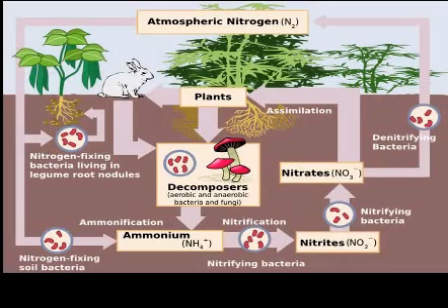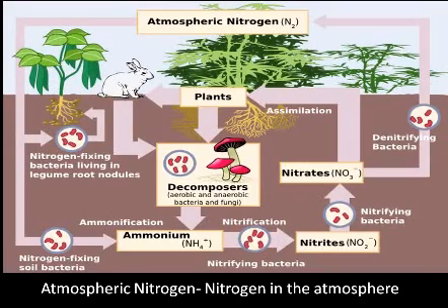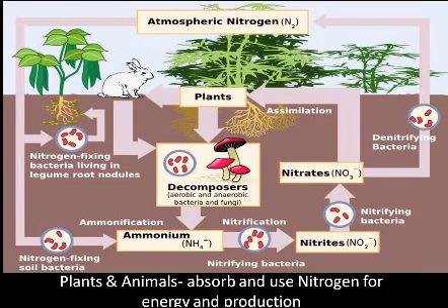Alright, last but not least, the nitrogen cycle. Just like carbon, nitrogen is found in the atmosphere, atmospheric nitrogen, in the form of N2. That's 2 nitrogen atoms bonded to each other. Plants will absorb nitrogen from the atmosphere, and when animals eat plants, they'll take the nitrogen from their bodies. Plants and animals use nitrogen for energy and production. DNA, for example, contains nitrogen.